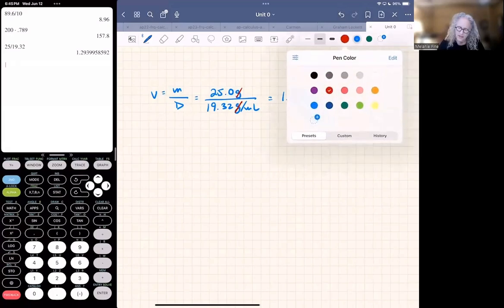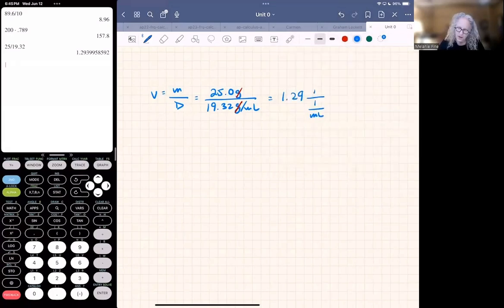Well, to get it out of the denominator, I could multiply the denominator by milliliters. But I can't just do that because I need to multiply by 1. If I multiply by 1, which is 1 milliliter over 1 milliliter, the milliliters in the denominator cancel out. And notice I'm left with milliliters in the numerator. So if your unit is in the denominator of the denominator, it's the same thing as in the numerator. So it's 1.29 milliliters.